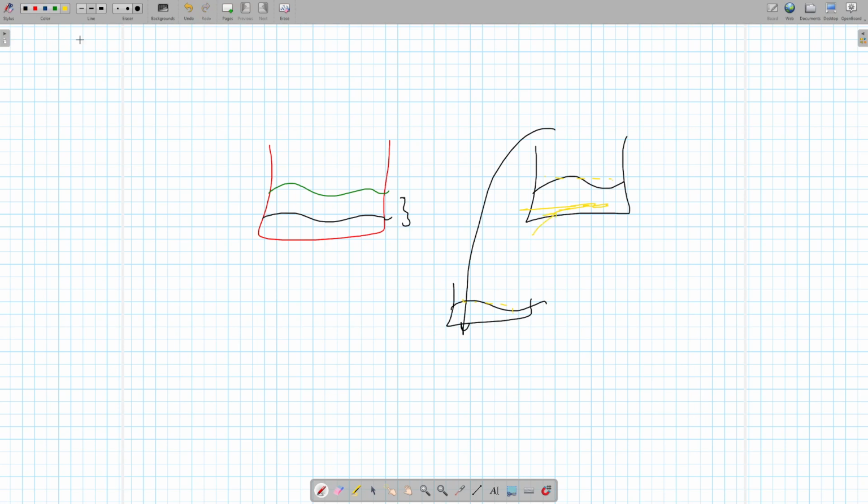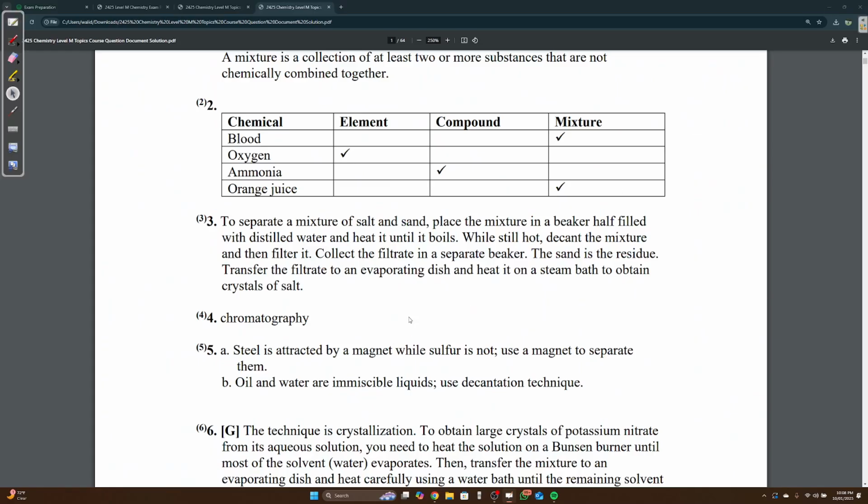But don't forget, we still have salt in our liquid. We're trying to separate the salt from the sand. So now that you have a salt water mixture, you do crystallization, right? Transfer it to an evaporating dish, you heat it, and you get crystals.